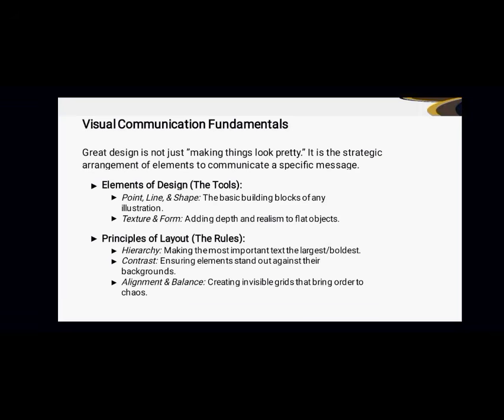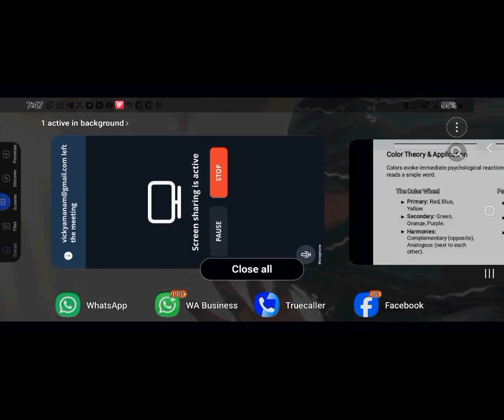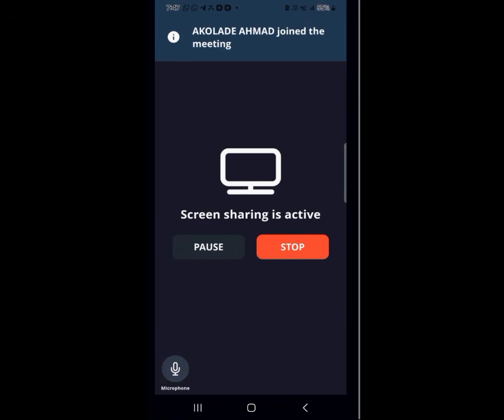We have contrast, ensuring elements stand out against other backgrounds. We have alignment and balance, creating invisible grids that bring order to chaos. So basically, let's say you have a hairdressing flyer. Before you can even read the whole write-up, there's something that must make it look outstanding, probably the pictures and images that they add to make it look very catchy. Even the logo would define what this person is working with. If you guys get me.